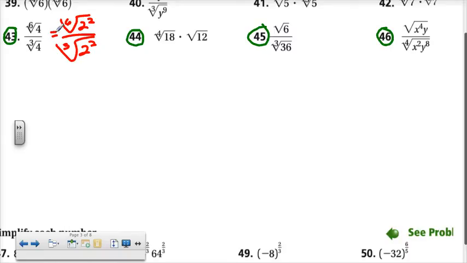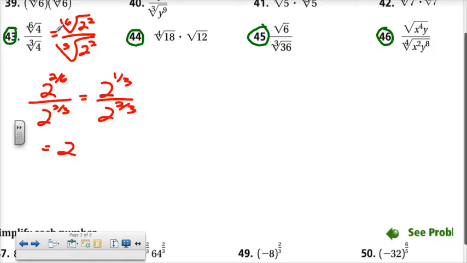So take a look at what I have, and I realize I need to change these to fraction powers because the radicals are not the same. So the power goes on top, and the index goes on the bottom. And then 2/6 is the same thing as 1/3. And because we're dividing similar bases where the base is 2, we're going to subtract the exponents. So 1/3 minus 2/3 is a negative 1/3.